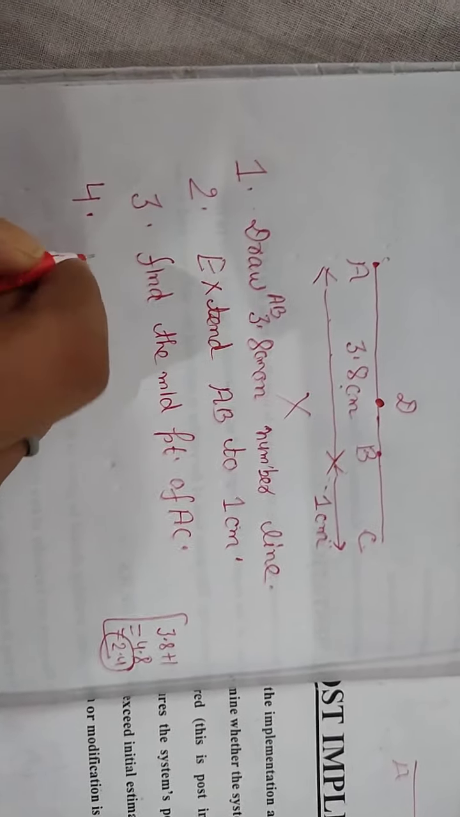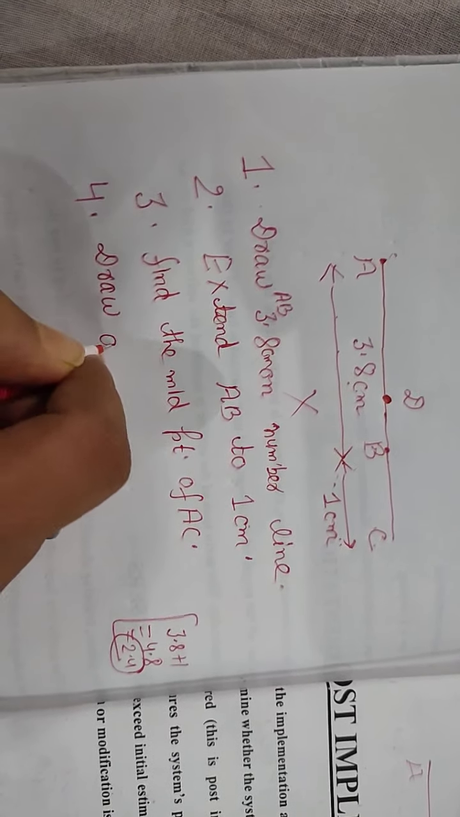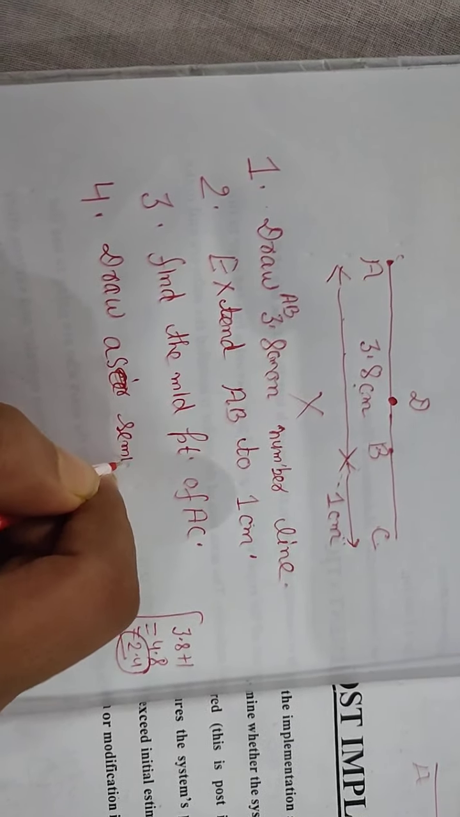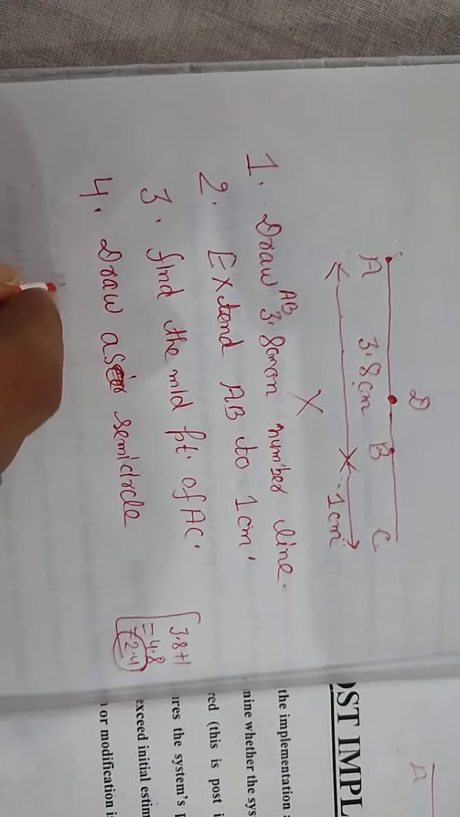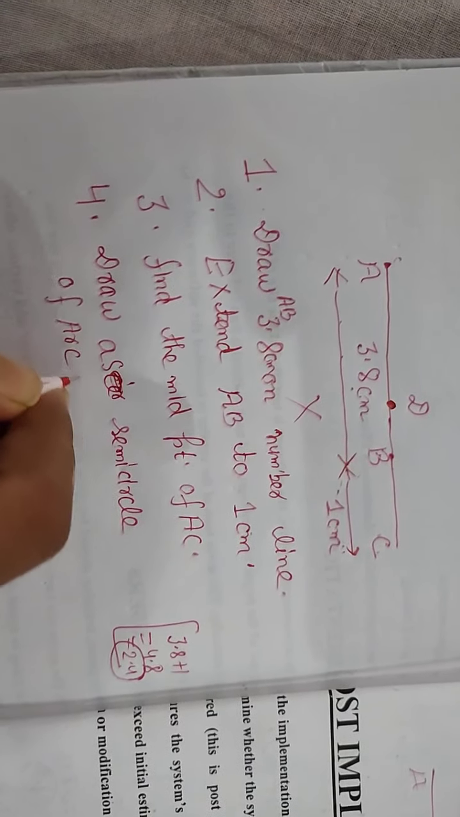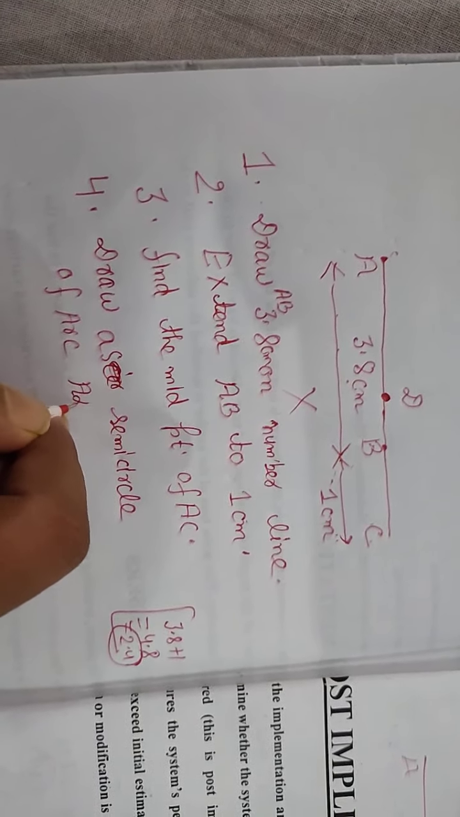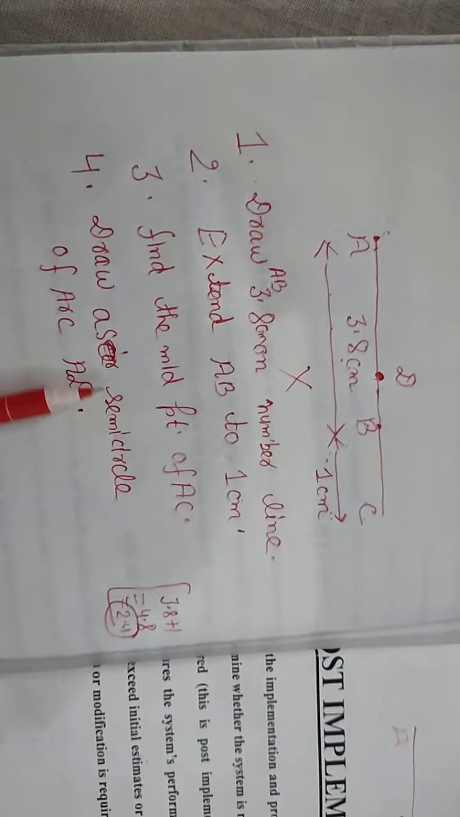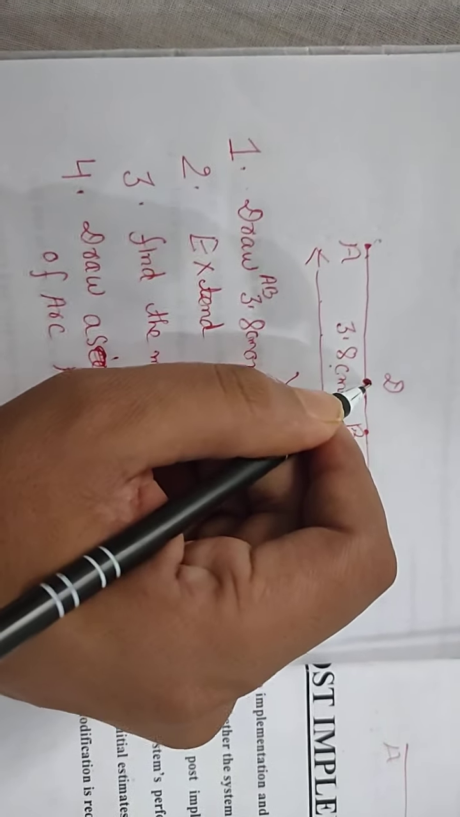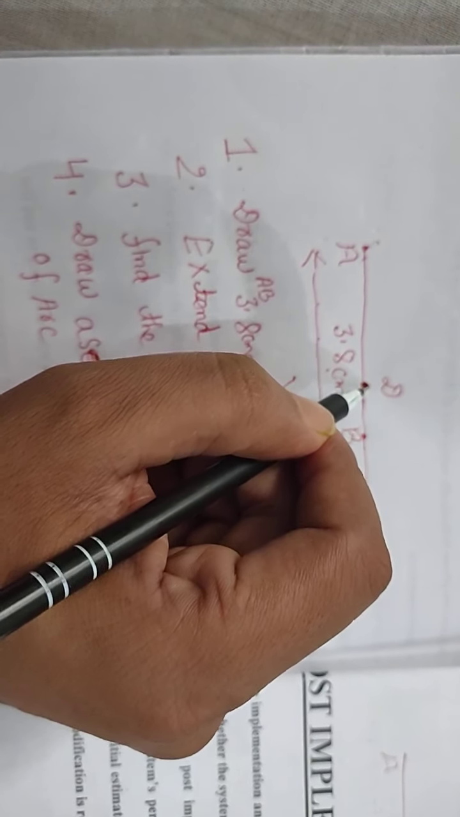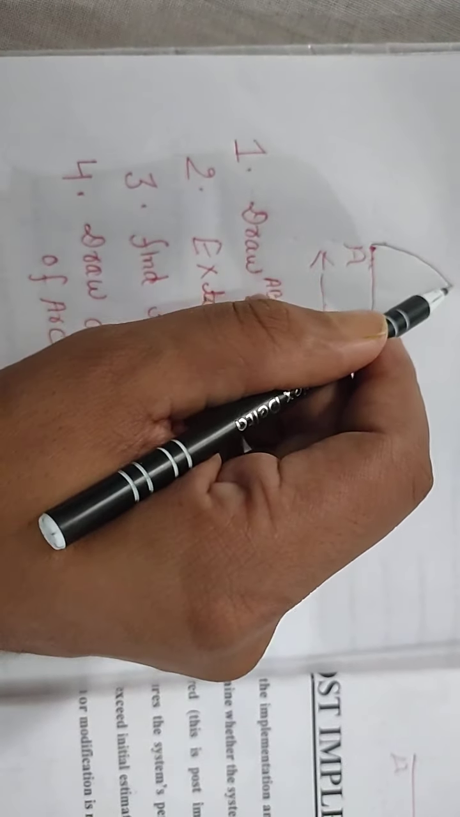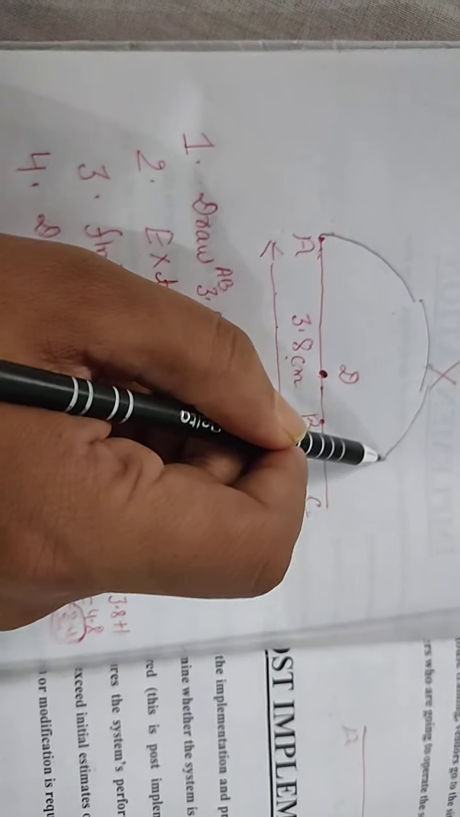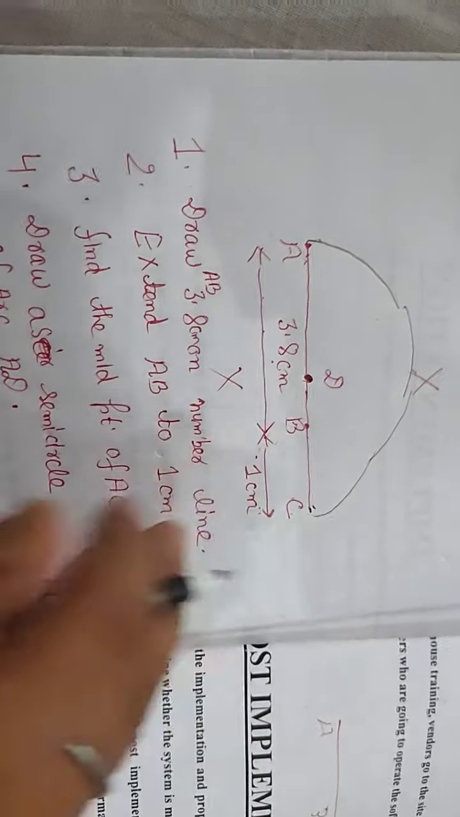In the next step, we will draw a semicircle. Draw a semicircle of arc AD, because it is the midpoint, so arc AD. Then suppose that we have drawn a semicircle, then we will put the compass here and draw a semicircle.